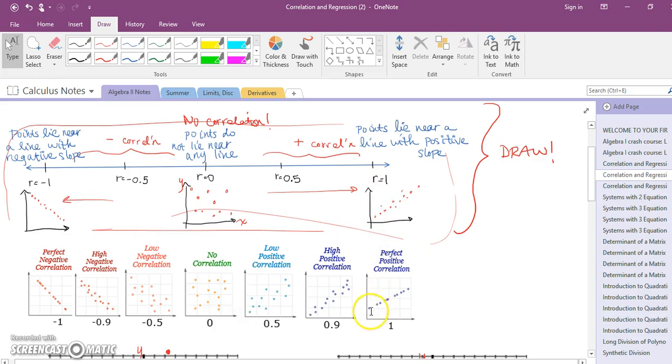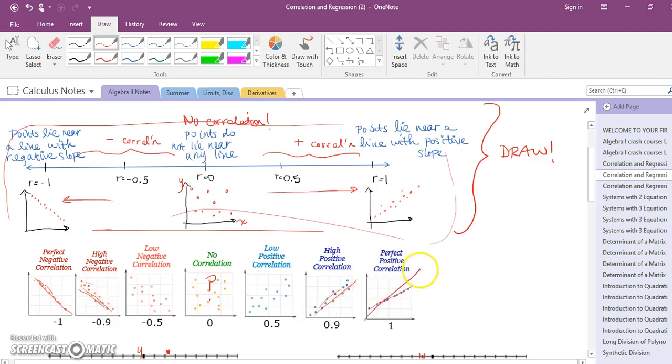So if R is very close to 1, then you would be able to draw a line through your points, and it would hit pretty much every point. If you're really close to -1, you would be able to draw a line with a negative slope through your points, it would hit pretty much every point. R being 0, you have no idea. You can't draw a line. If R is close to positive or -1, the closer it is, the closer your points are to a line. So these are still pretty close. This is still considered a high correlation.